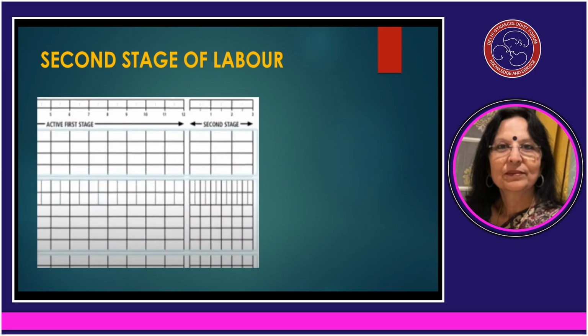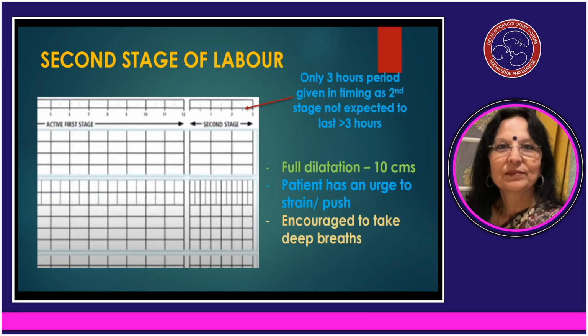This is a time period of 3 hours has been given, because normally we say that the second stage of labor for a multi-para is 30 minutes and for a nulli-para it's 1 hour. And in case it is a protracted labor, you can double this, you can make it 1 and 2 hours. So 3 hours has been given as a maximum time period for the second stage of labor, beyond which if it is going, then you will have to take some kind of an action. Please continue clicking. So in this, if you see, it will start whenever the full dilatation has occurred. And then in this, the patient has an urge to strain or push. Next.